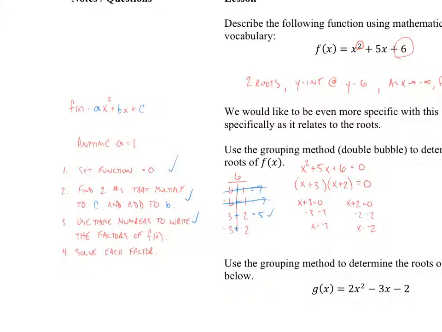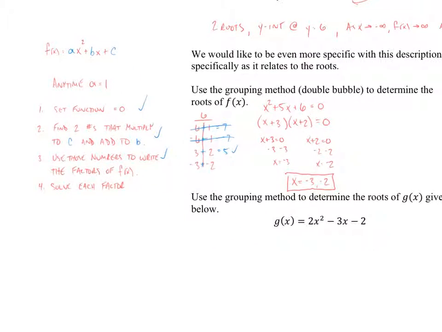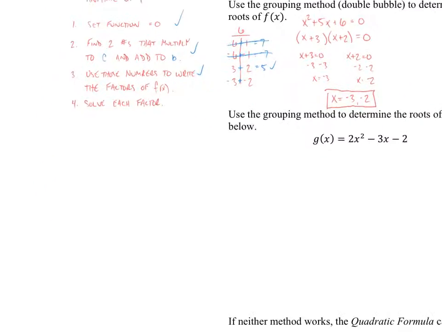Which means our roots are negative 3 and negative 2. So that's great and all, but the reality is most of the time our function is not going to have an a value that's equal to 1. It might be a -1, it might be a 2, it might be a -5, whatever it is. If this is not a 1, we can't use this very basic double bubble method. So we have to expand this method and make it just a little bit more involved.